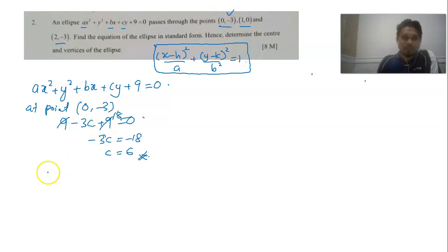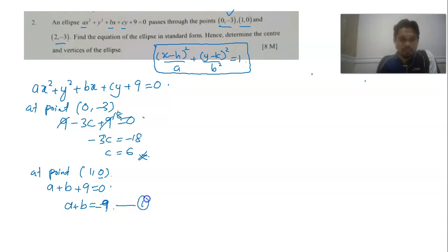Okay, we used the first coordinate (0, -3). There you go. And now the point (1, 0). So x equal to 1, y equal to 0. 1 squared equal to 1 times a equals a. y equal to 0, 0 squared is 0. b times 1 equal to b. c times y equal to 0. Plus 9 equal to 0. So that a plus b equal to negative 9. So equation 1.